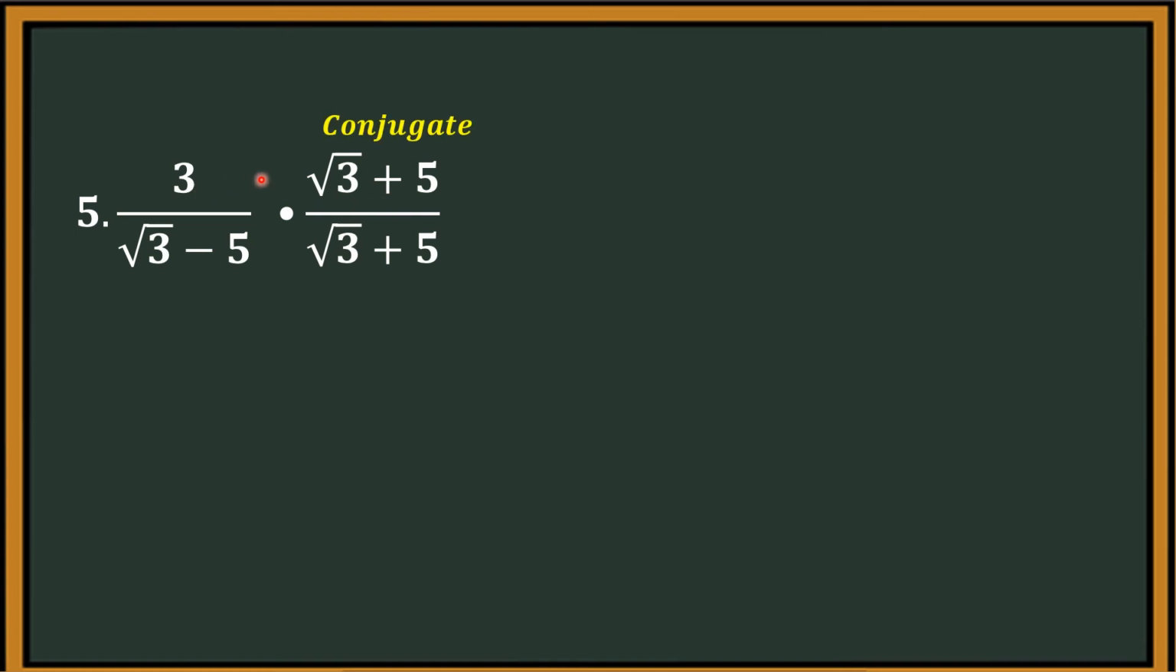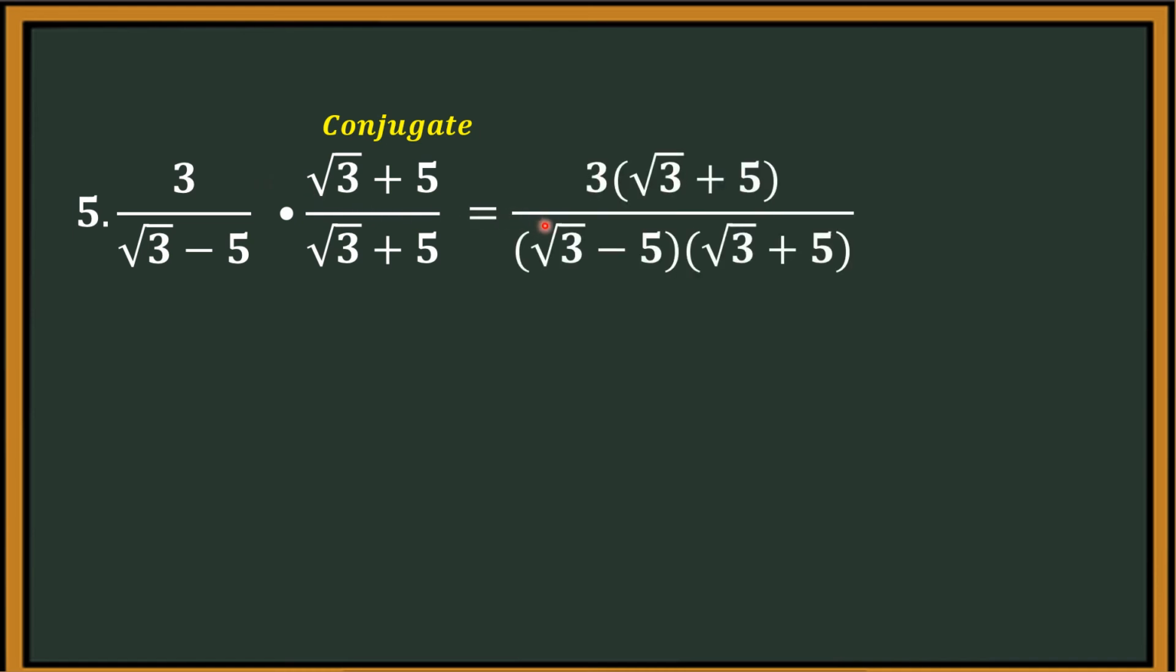And then, pwede na natin siyang i-multiply. So, that is 3 times the square root of 3 plus 5, all over the quantity of square root of 3 minus 5 times the quantity of square root of 3 plus 5. So, we're going to distribute, multiply. 3 times square root of 3, that is equal to 3 square root of 3. And then 3 times 5, that is 15.